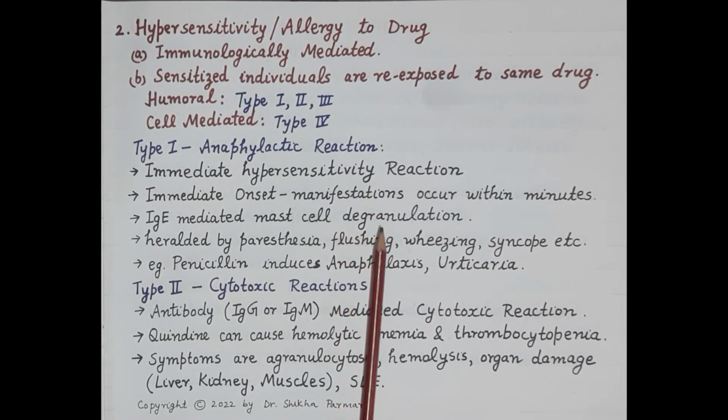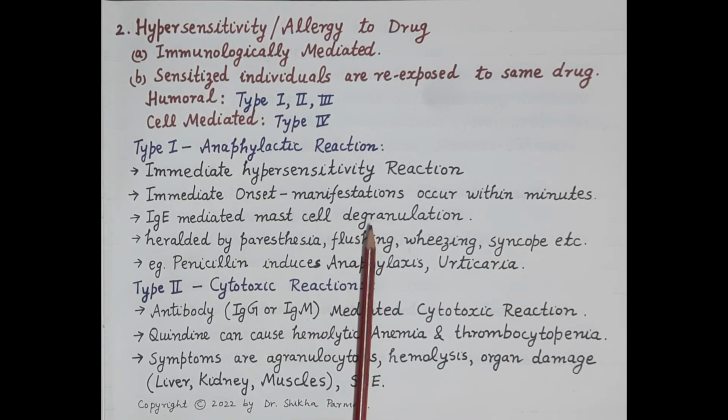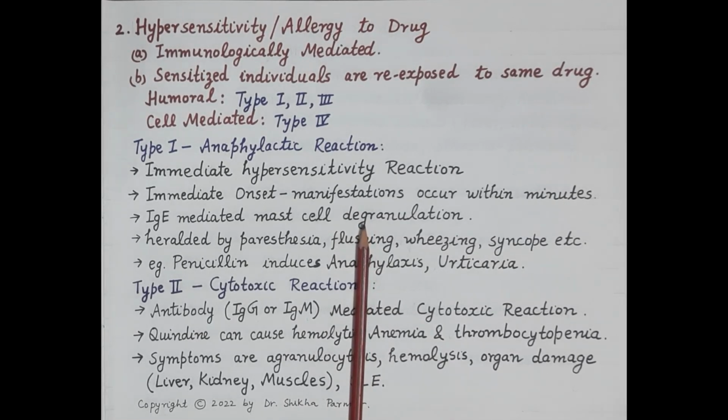Now, mast cell degranulation causes release of histamine, and this histamine causes anaphylaxis, which causes allergy. For example, histamine causes excessive vasodilation. Histamine causes bronchoconstriction. Histamine causes allergic skin reactions.